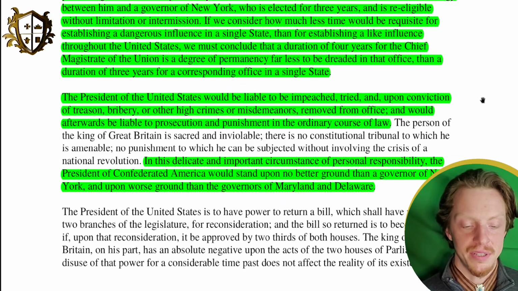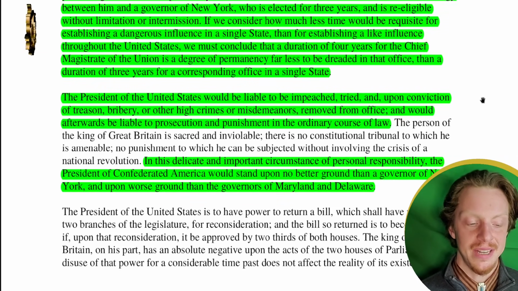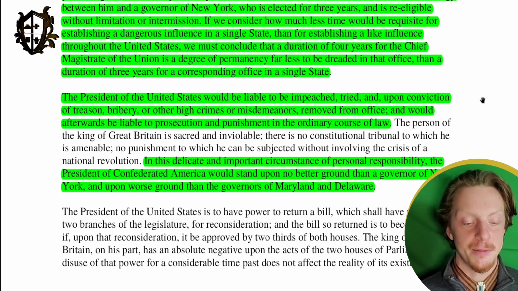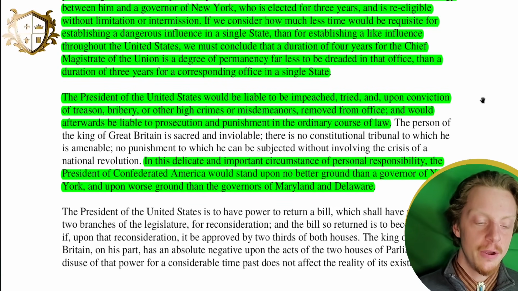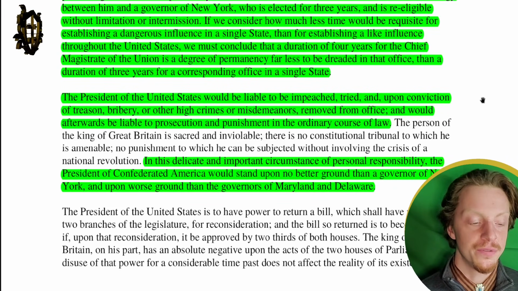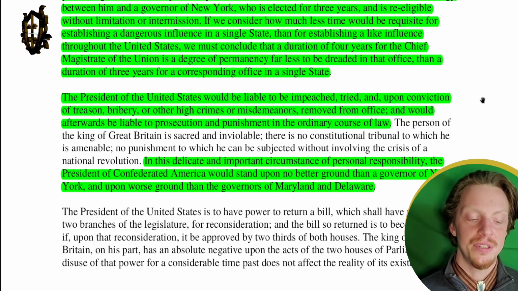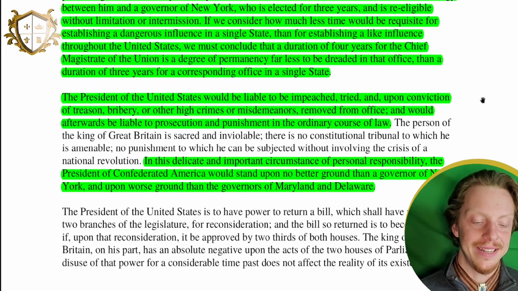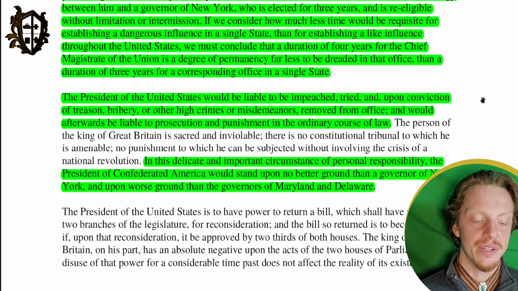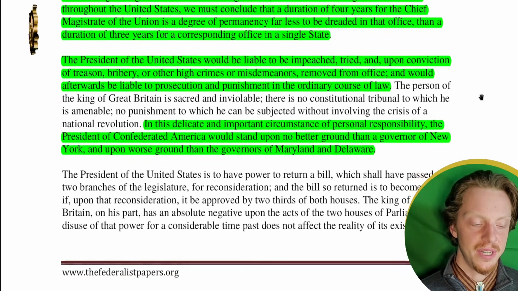If we consider how much less time would be requisite for establishing a dangerous influence in a single state than for establishing a like influence throughout the United States, we must conclude that a duration of 4 years for the chief magistrate of the Union is a degree of permanency far less to be dreaded in that office than a duration of 3 years for a corresponding office in a single state.